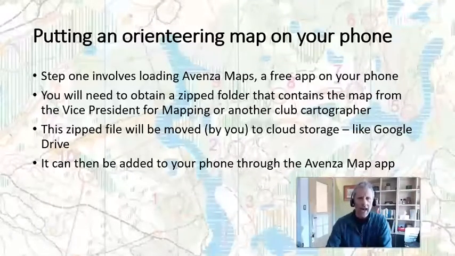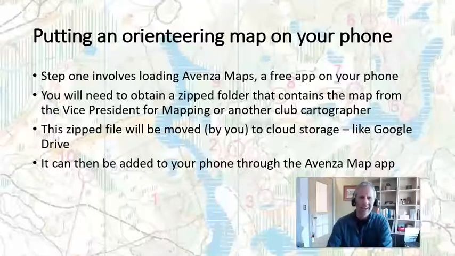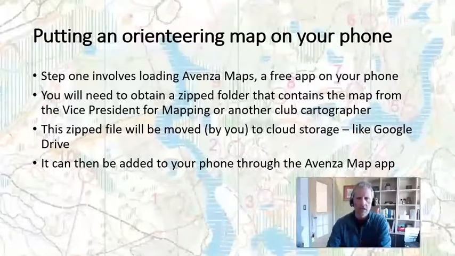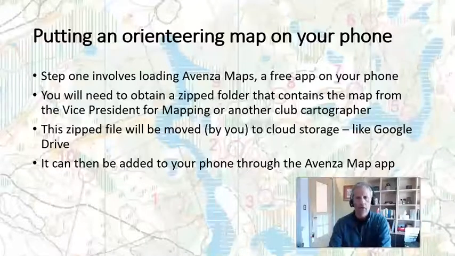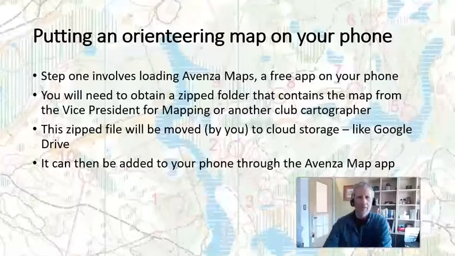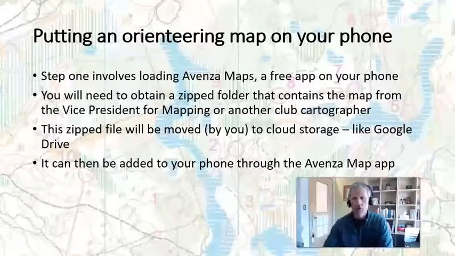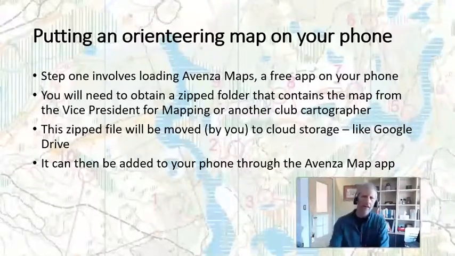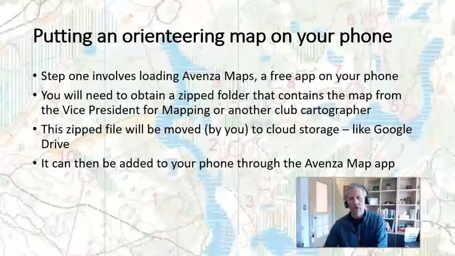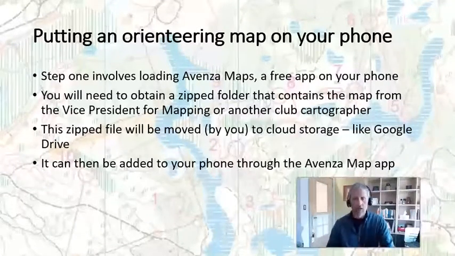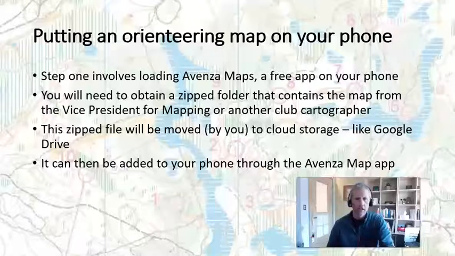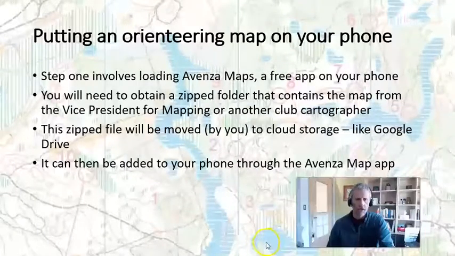Once you get this app, you're going to need to obtain a zipped folder that contains the map that you want to do work on, along with some other files that are going to help you to use it in the Avenza Maps app. You then put it to a cloud storage system like Google Drive, and then you add it to your phone through the Avenza Map app. It's actually relatively simple to do. And again, there'll be a whole video that shows you how to do this that you can look at after this.